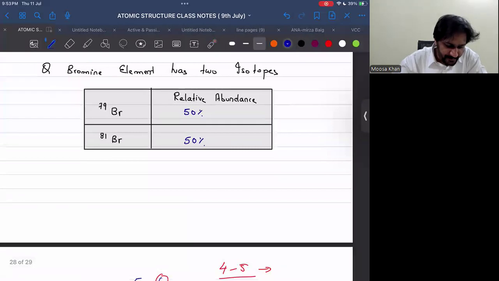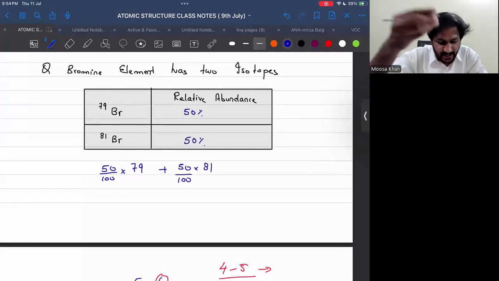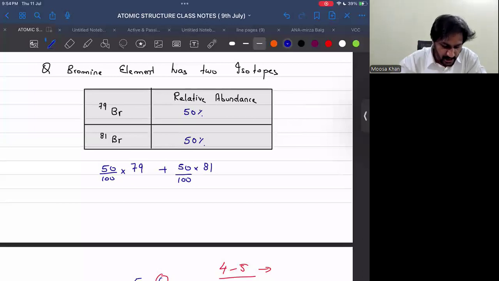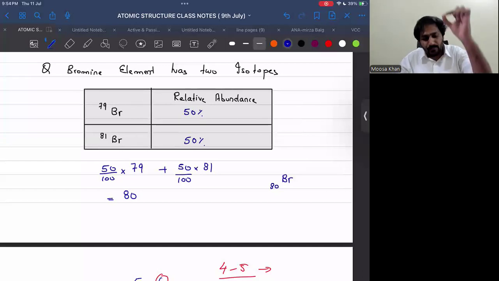What will you do? 50% of 79 and 50% of 81. How do you calculate a percentage? 50 over 100 into 81 and 50 over 100 into 79, and just add up these two values. So you're going to get 80. That's why in the periodic table they have written the relative atomic mass, or the nucleon number, or the mass they have used to represent the bromine element.